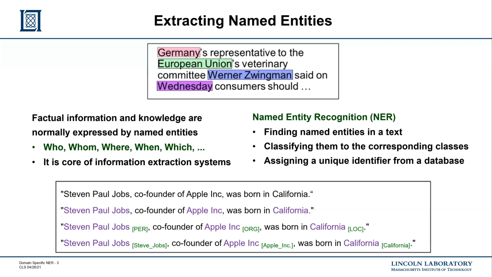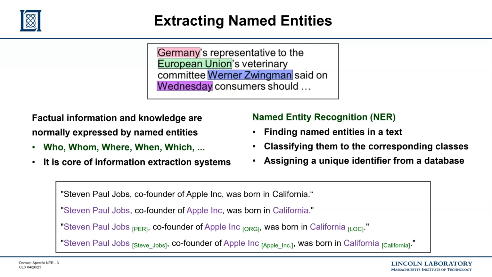So when we talk about named entity recognition, what we mean here is, we have a text with a sequence of tokens. We want to find the names, classify them into the corresponding entity classes, and also very often assign some sort of a unique identifier from a database. So I have just a quick example below.